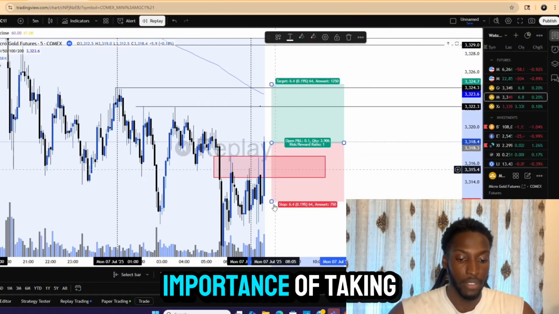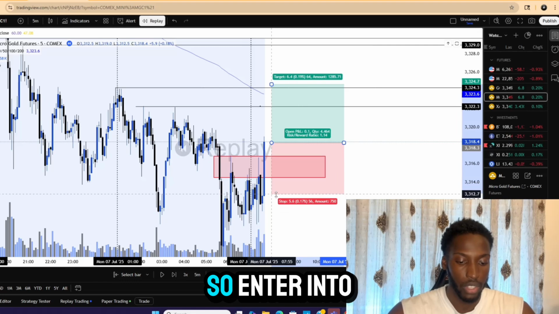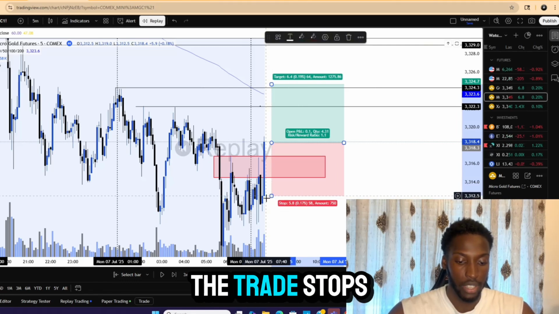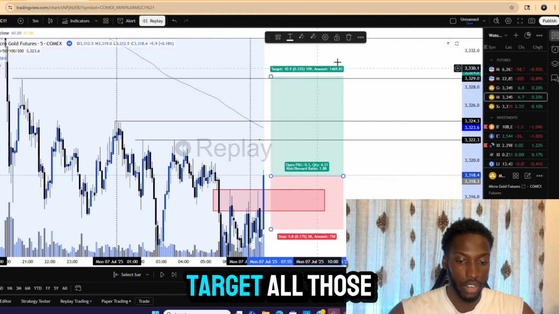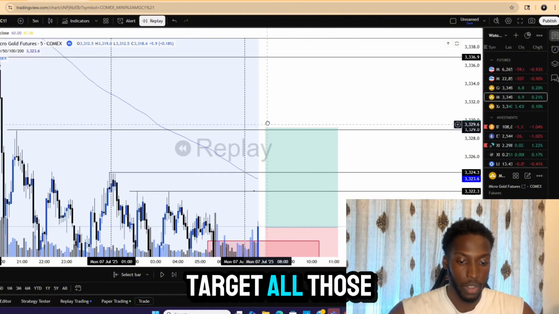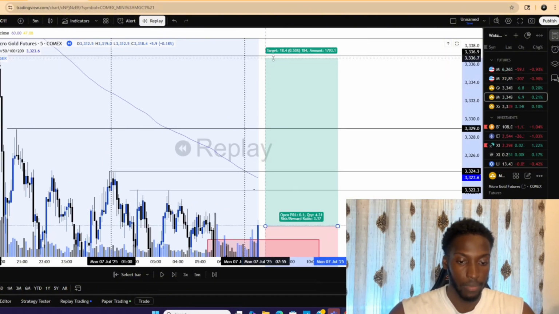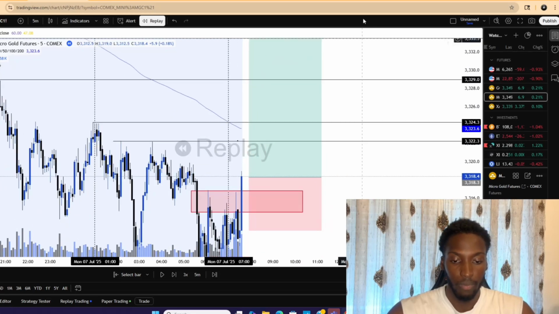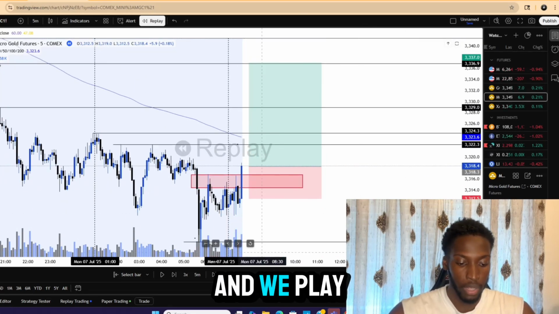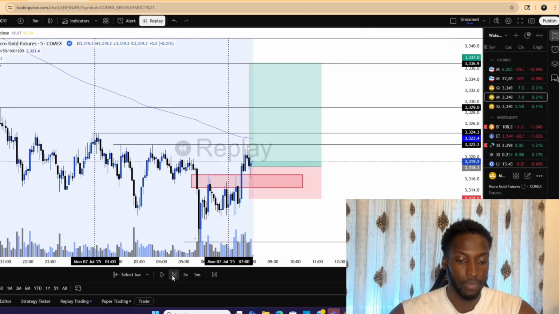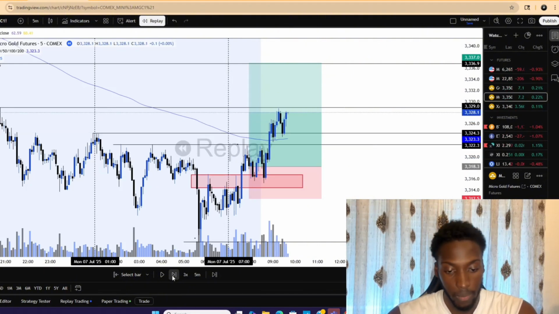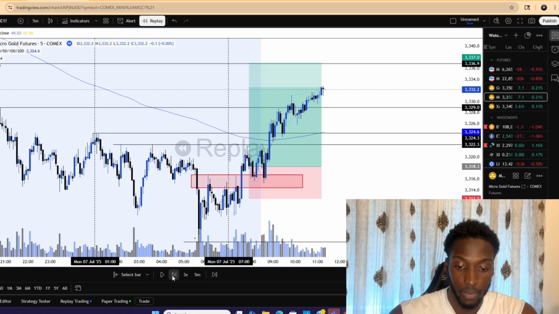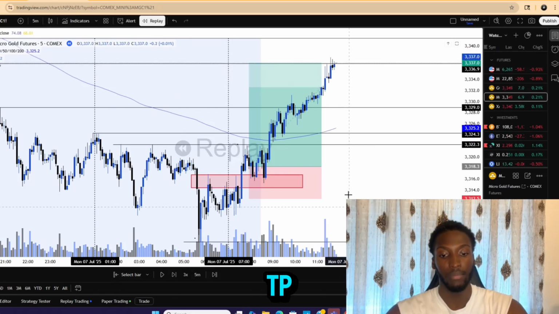This is the importance of taking partials. So, enter into the trade, stops at the low, and we just target all those highs. And we play it forward. TP. TP. TP.